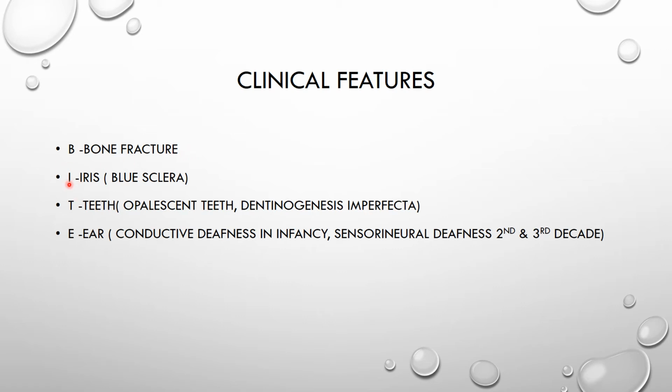Then, like I said, the I is for the eye. There will be a blue sclera, so that white part of the eye will be blue. And like we said, type 1 collagen is part of the protein that forms the sclera, so that is expected. If the sclera is thin, or a bit translucent or opalescent, you can actually see the underlying uvea, and the uvea is blue. So in this case, the sclera is affected, and you see it as a blue sclera because of the underlying uvea. Then the teeth: there are opalescent teeth with a bit of dentinogenesis imperfecta.